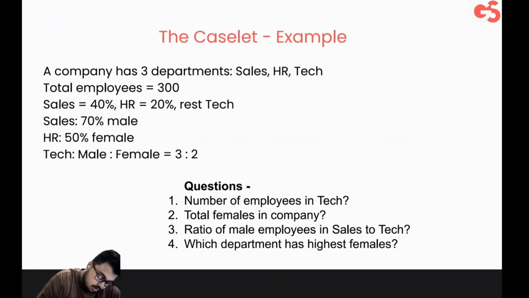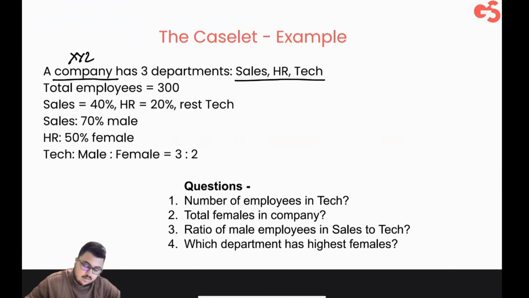The data is talking about a company. It hasn't been given a name, so we can just say XYZ. It has three departments, all right? The three departments are sales, HR, and tech. The total employees in the company are 300. Okay. So now it says that sales consists of 40% of the employees. Fine. HR is 20%. And the rest is in tech.